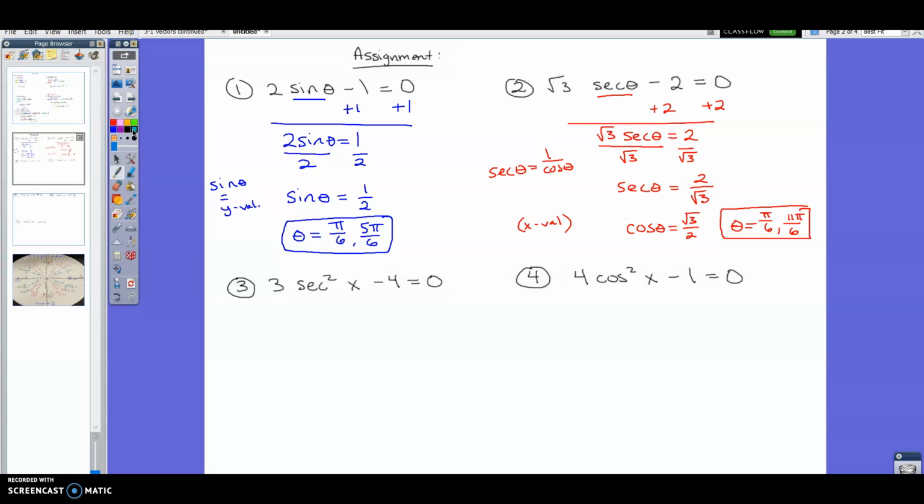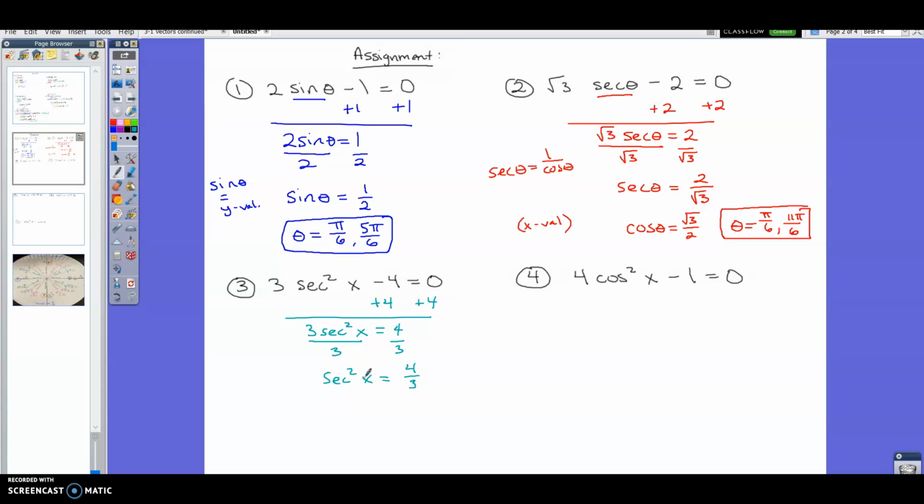Okay, number 3, we're going to work it similar to how we did number 2. This time though we have secant squared, so we have one extra little step when we solve. We still want to get rid of the plus or minus first, so we're going to add 4. So we have 3 secant squared x equals 4. And now we want to divide both sides by 3. So we get secant squared x equals 4/3.